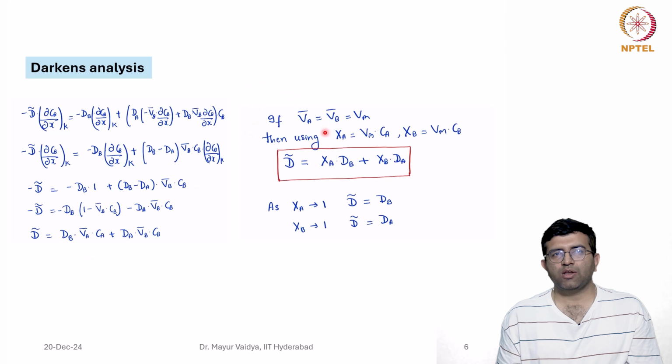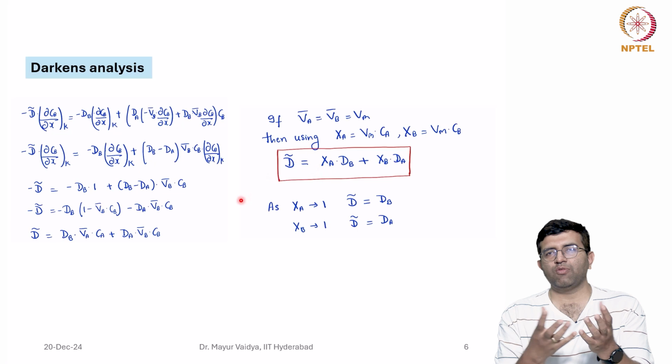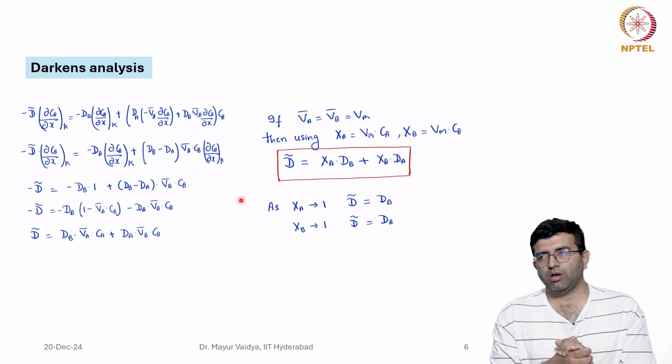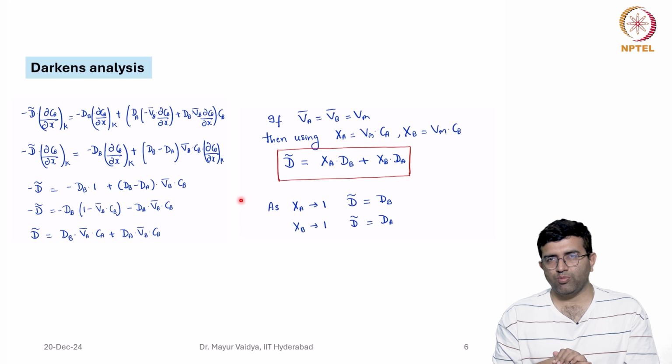So, if we assume that Va bar and Vb bar are equal and are equal to the partial molar volume, then we use Xa is equal to Vm into Ca and Xb is equal to Vm into Cb. We get this equation, which is d tilde is equal to Xa into dB plus Xb into dA. So, this is what is known as the Darken's equation. Obviously, you can see that as Xa tends to 1, that means if it is predominantly A, then the interdiffusion coefficient is almost equal to the intrinsic diffusivity of B, and vice versa.